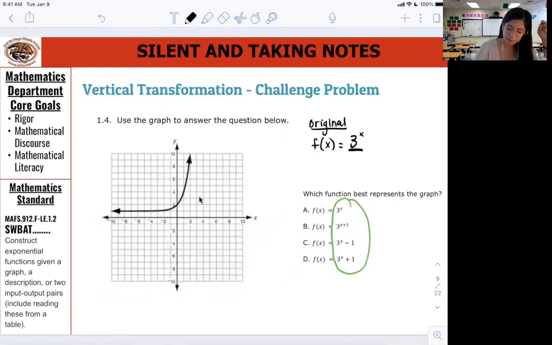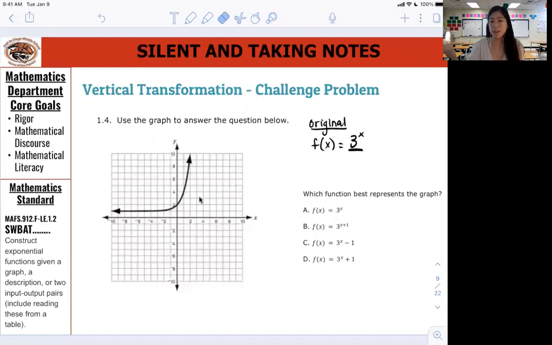Good. That's the original. All the answer choices, what they do is they start to change things about 3 to the power of x. So first thing is we've got to figure out, is this 3 to the power of x, or is it 3 to the power of x plus something minus something? Let's find out. 3 to the power of x, what would be the y-intercept? 1. Good.